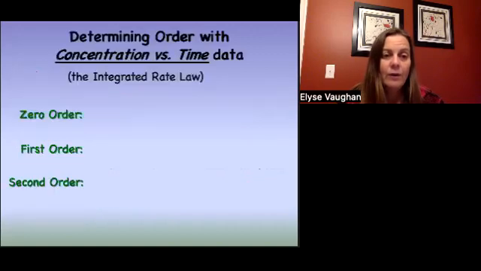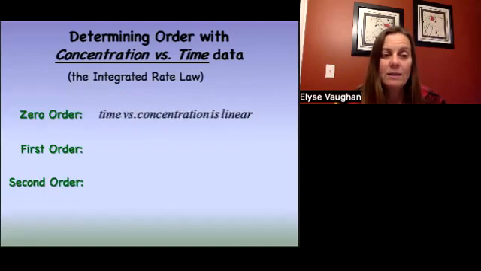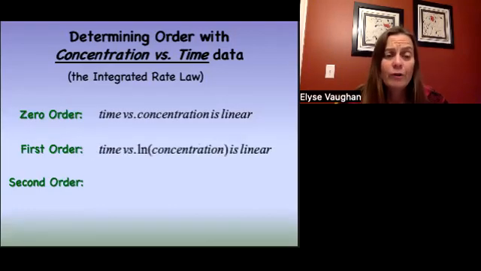When we are given concentration versus time data, that's our cue that we are going to be working with integrated rate laws. If we're given differing concentrations and rates, then we're going to be working on differential rate laws. When we look at integrated rate laws, a zero order rate tells us that time versus concentration is linear. That means that over each time interval, the change in concentration is going to be the same if it's the same time interval.